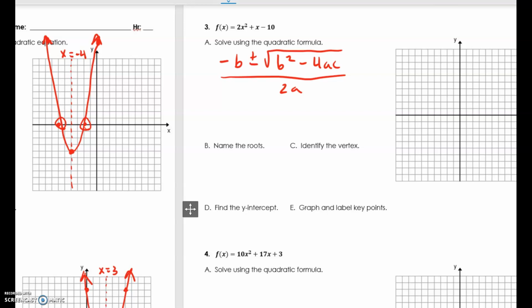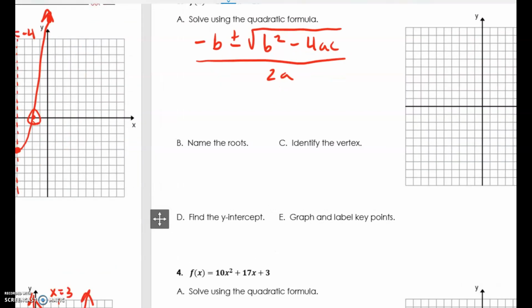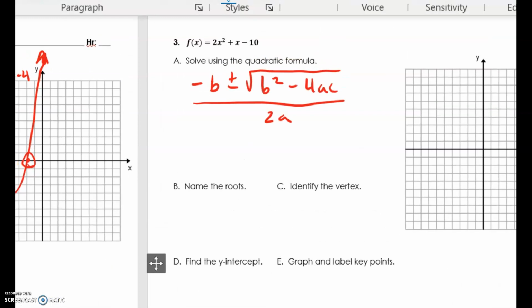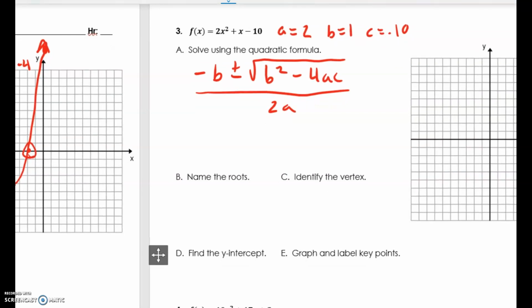Okay, hopefully you've tried question number 3. We're going to go over the answers now. So the first step is to identify your a, b, and c value. A is 2, b is 1, c is negative 10. Now we're going to insert those into the quadratic formula and simplify.